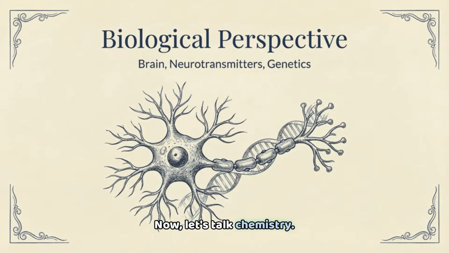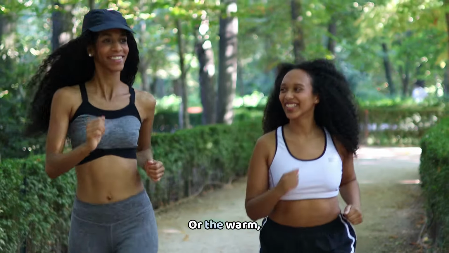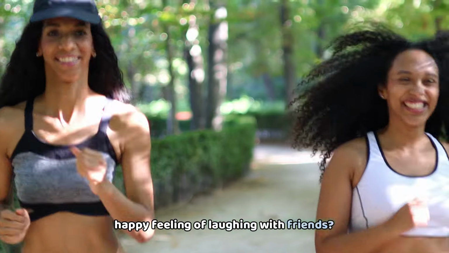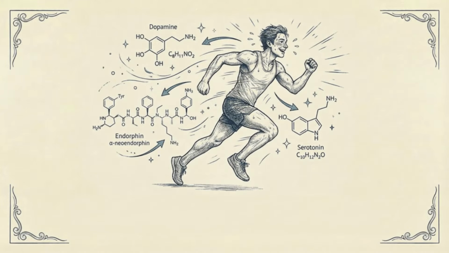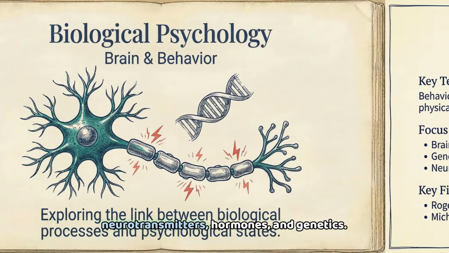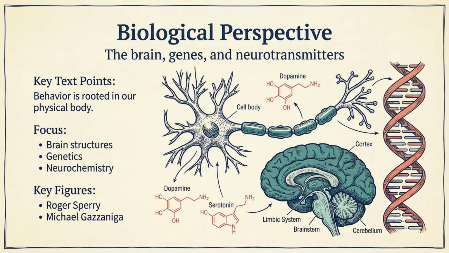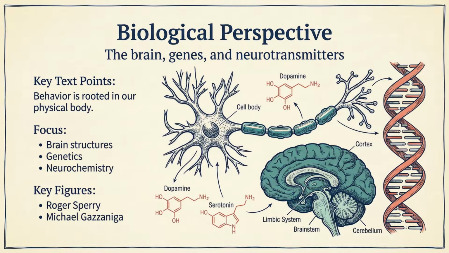Now let's talk chemistry. You know the rush you get after a great workout, or the warm, happy feeling of laughing with friends? Those sensations aren't imaginary, they're chemical. The biological perspective looks at the brain, neurotransmitters, hormones, and genetics. This view explains mental health not as a matter of being strong, but as a matter of biology.